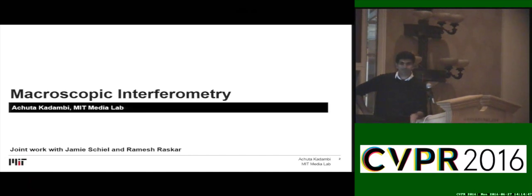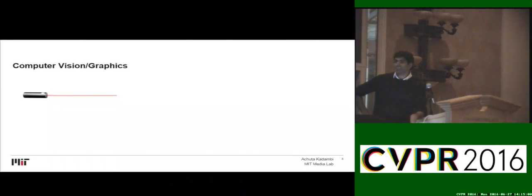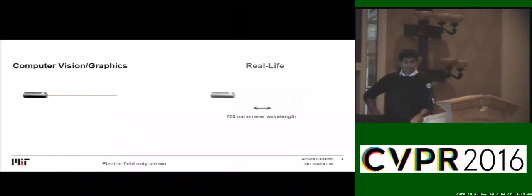So the title on the program is pretty long, so I shortened it, but the sentiment is pretty simple. In computer vision and graphics, we often deal with simplifications of light transport. So if I take a laser pointer, we can think of light as a ray as it travels through space. But of course, in real life, light is an electromagnetic wave.